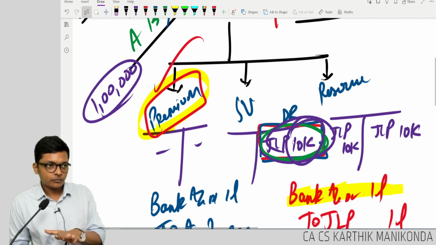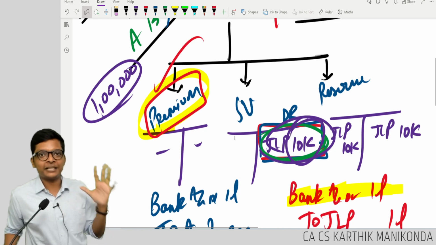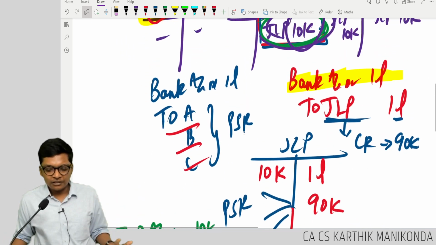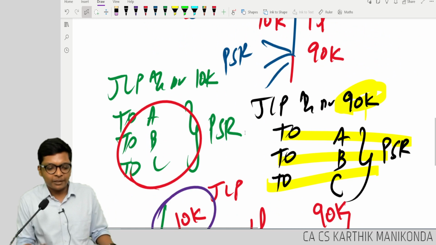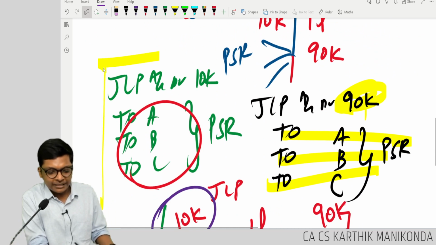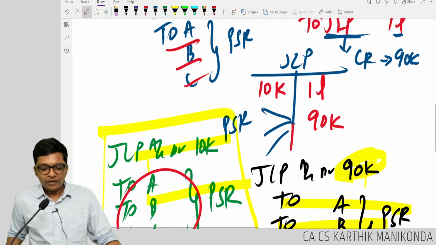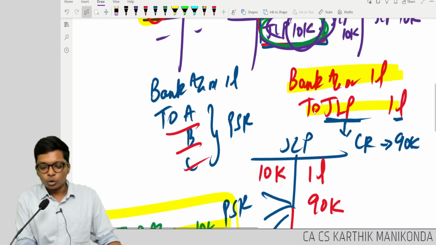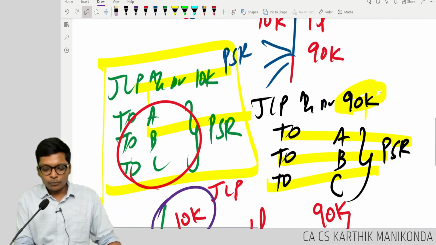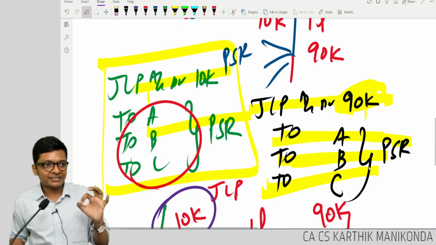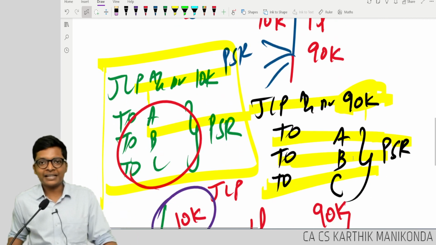Is that clear? So second method, to summarize for exam, what is important? When second method, once you create JLP at surrender value, this is my entry. JLP to ABC at surrender value 10,000 in ratio. When the money comes in, bank to JLP, net amount 90,000 shared between three partners. Is this clear? Everybody understanding, guys?